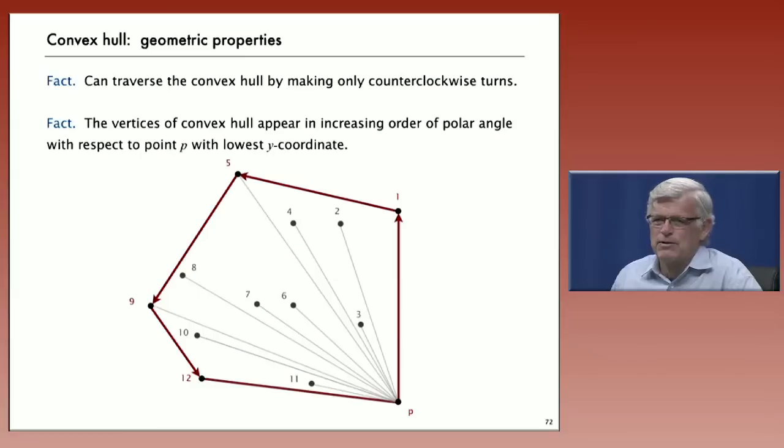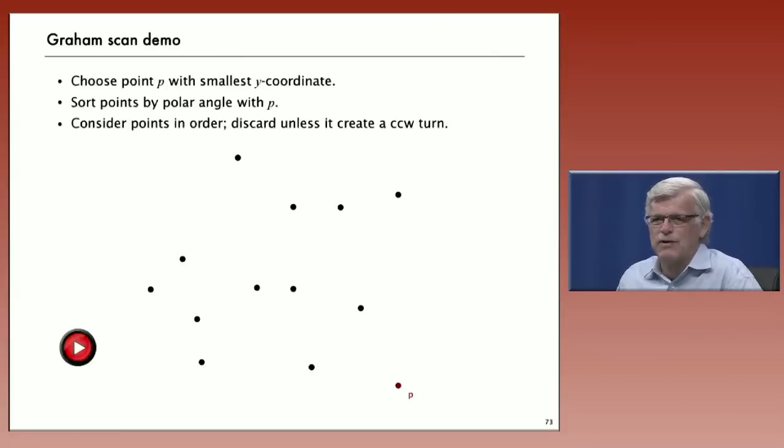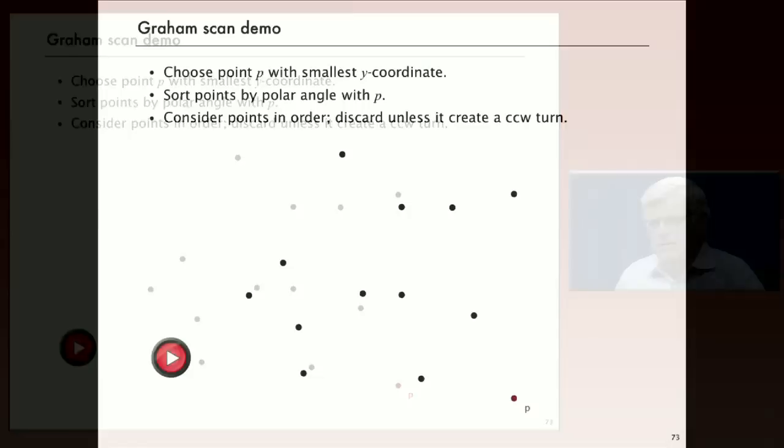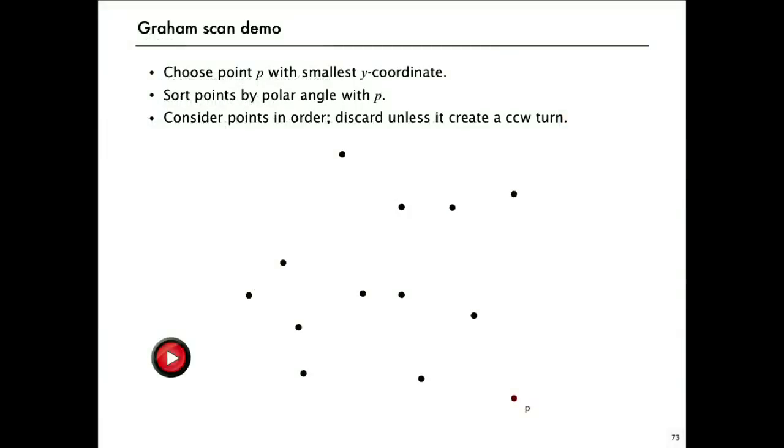And the algorithm we're going to look at, called the Graham scan, is based on those two facts. The idea is to start with point P, the one with the smallest y coordinate, sort the points by polar angle with P, that is, we're just going to consider them in that order, and then we'll just throw away the ones that do not create a counterclockwise turn. And you'll see how that works when we look at a demo.